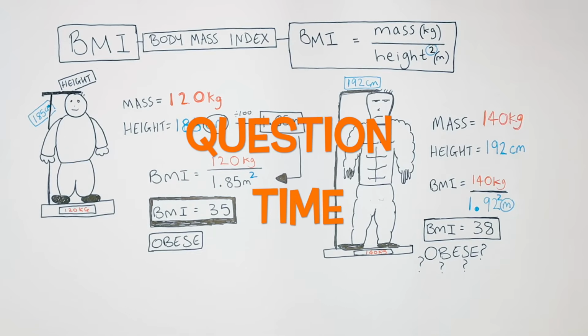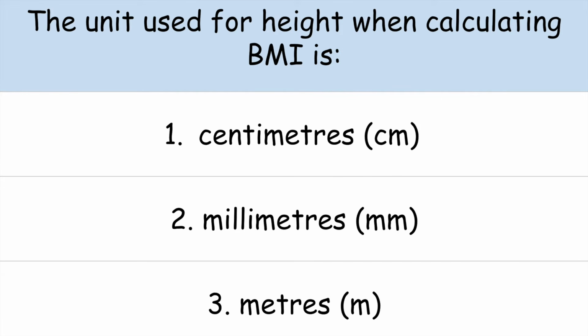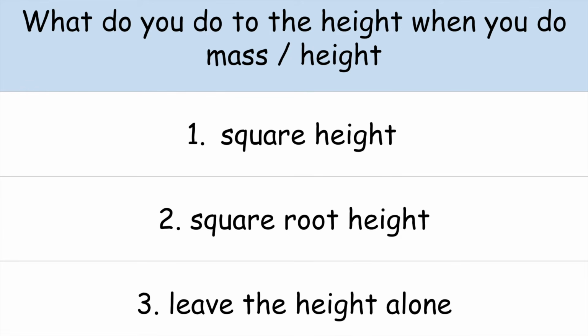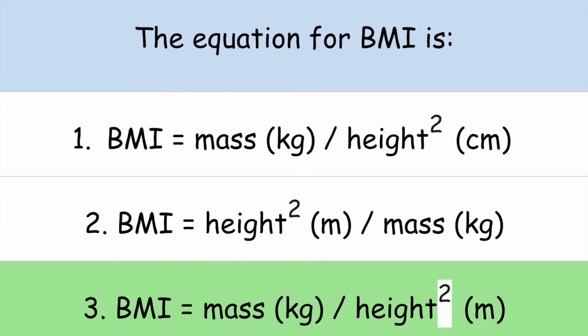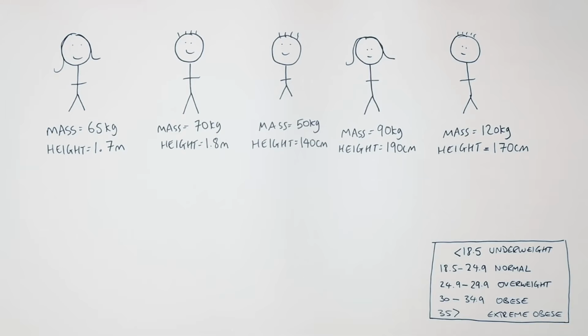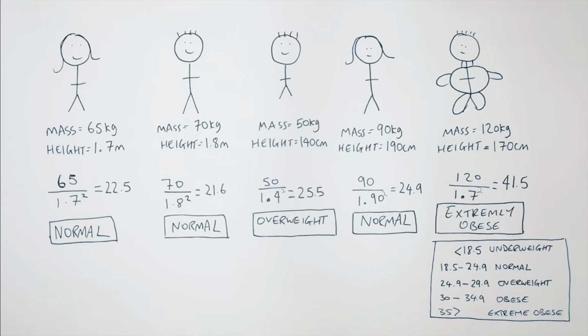It's question time. Attempt these questions to check your understanding. Pause the video here to calculate these people's BMIs and identify whether they are obese, extremely obese, underweight, overweight, or normal weight. The answers will follow. Press pause to go through your answers and make any corrections to your mistakes.